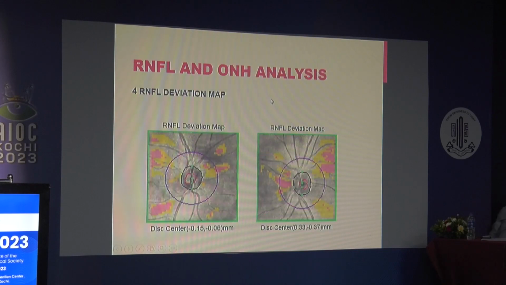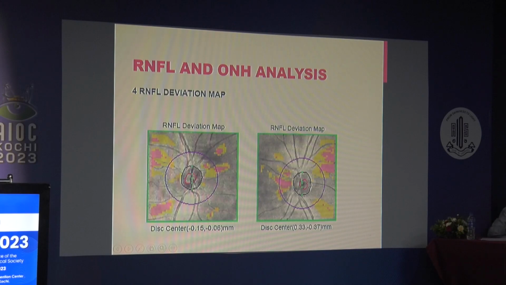The next thing, at number 4, you have to see the RNFL deviation map. In the deviation map, there are red and yellow dots. Red shows the thinnest 1% of the normative data, and yellow shows the thinnest 1 to 5%. So this is showing comparison with the normative data.